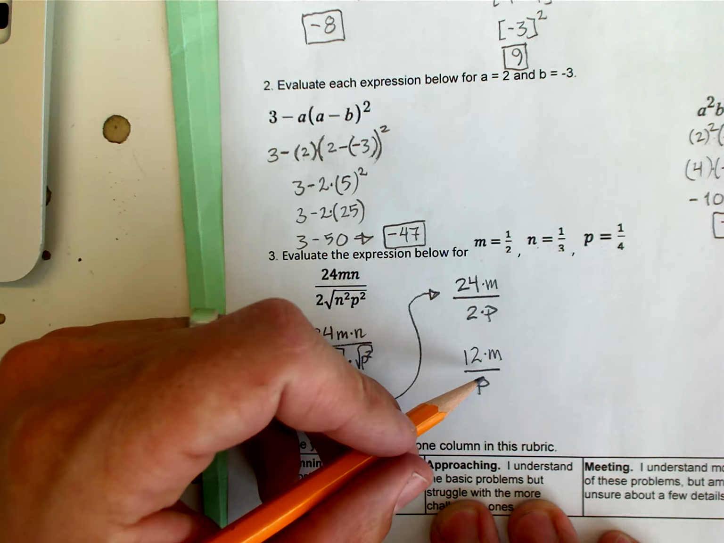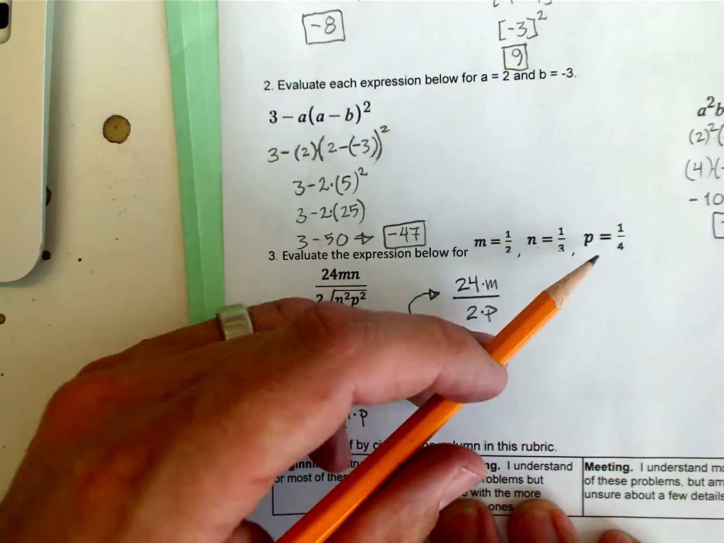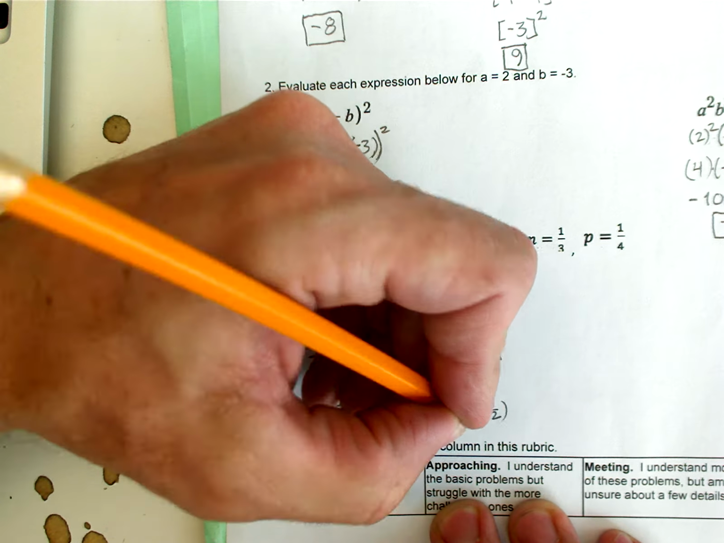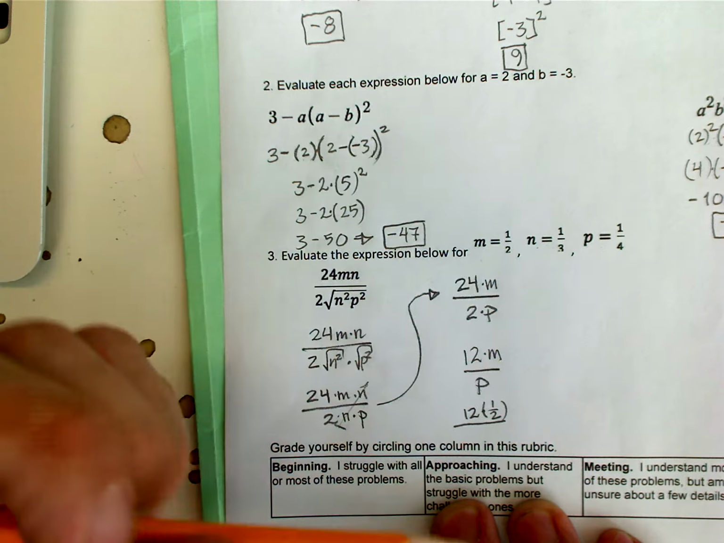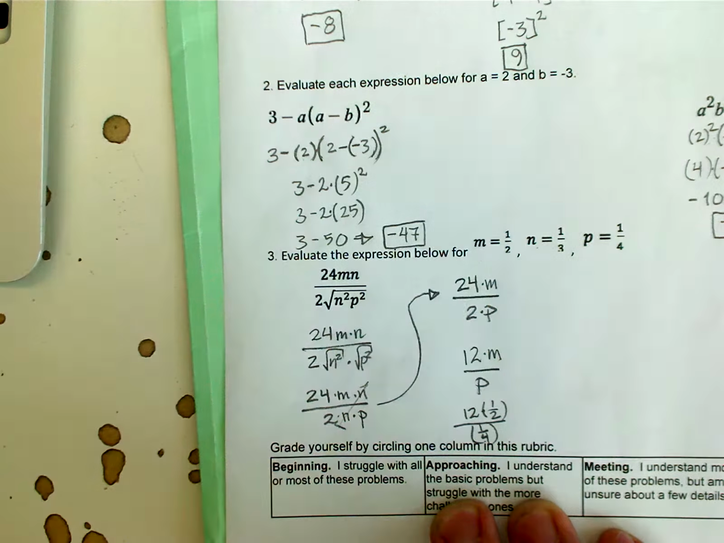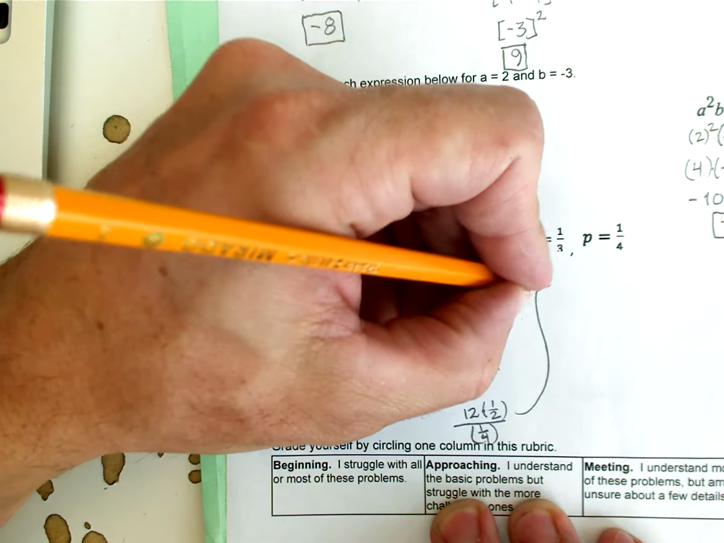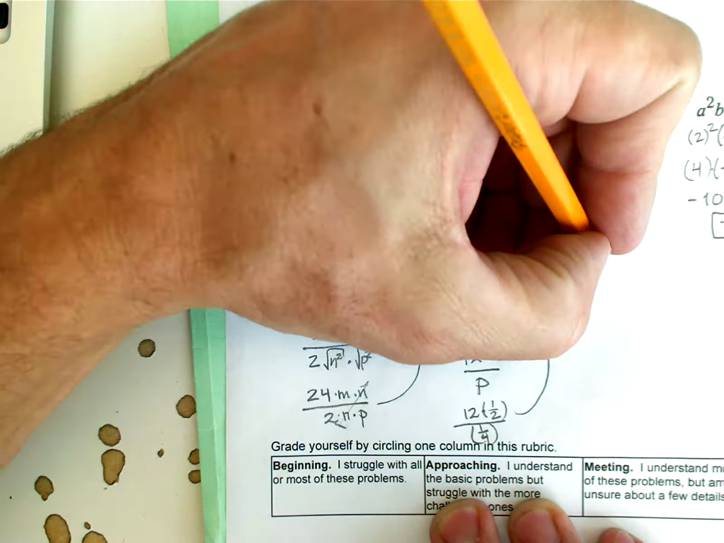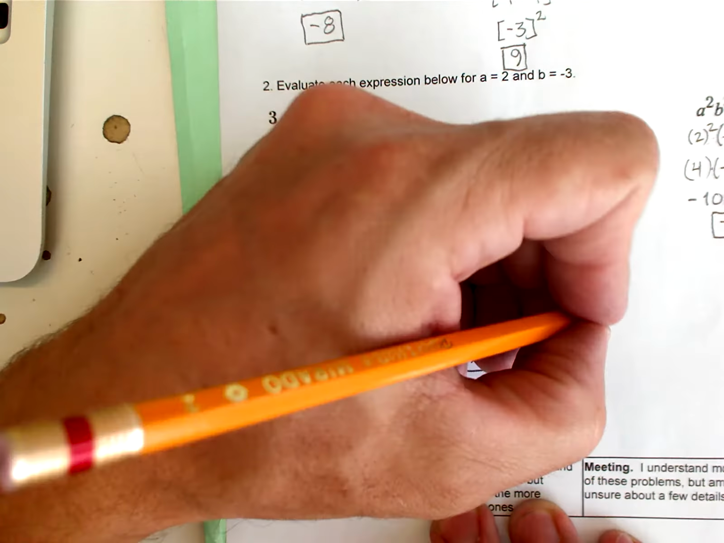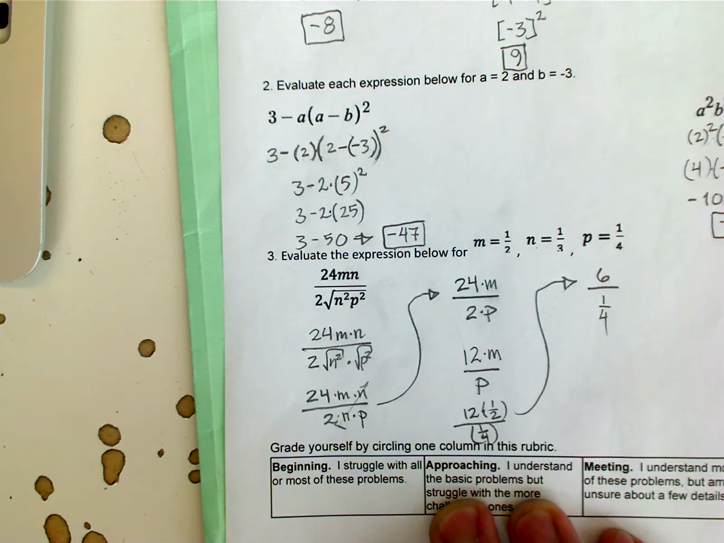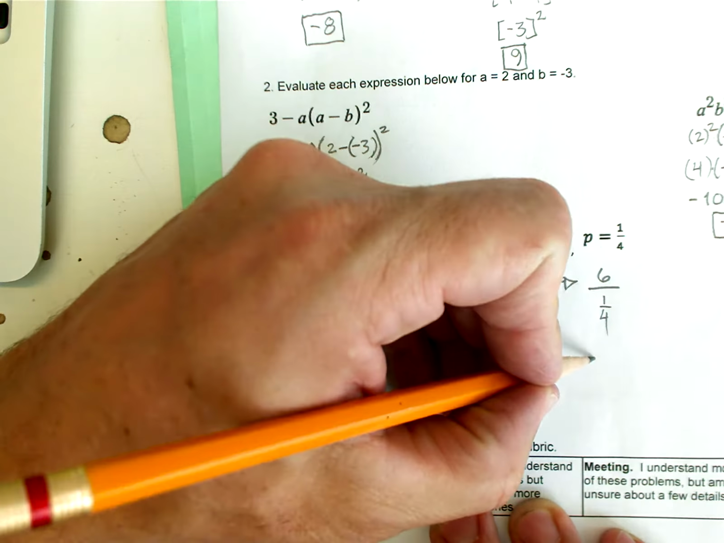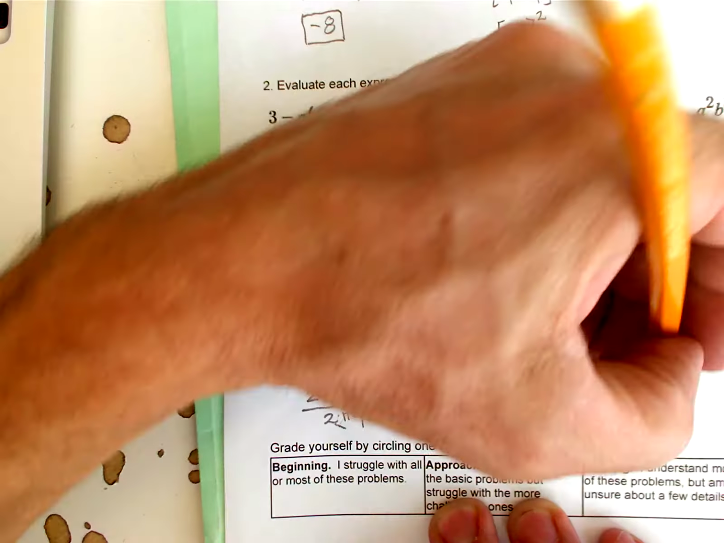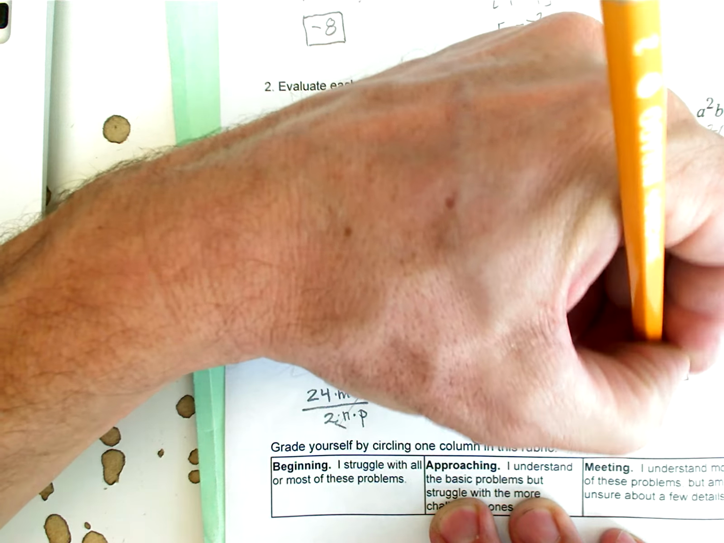But now I can take this and substitute m and p into my expression. I get 12 times a half on the top divided by my p, which is 1/4. And again, I'm going to move over here. Don't run out of space. Well, 12 times a half is just 6. I'm going to divide that by 1/4. And that's the same thing as 6 times 4/1, multiplied by the reciprocal, which equals 24.